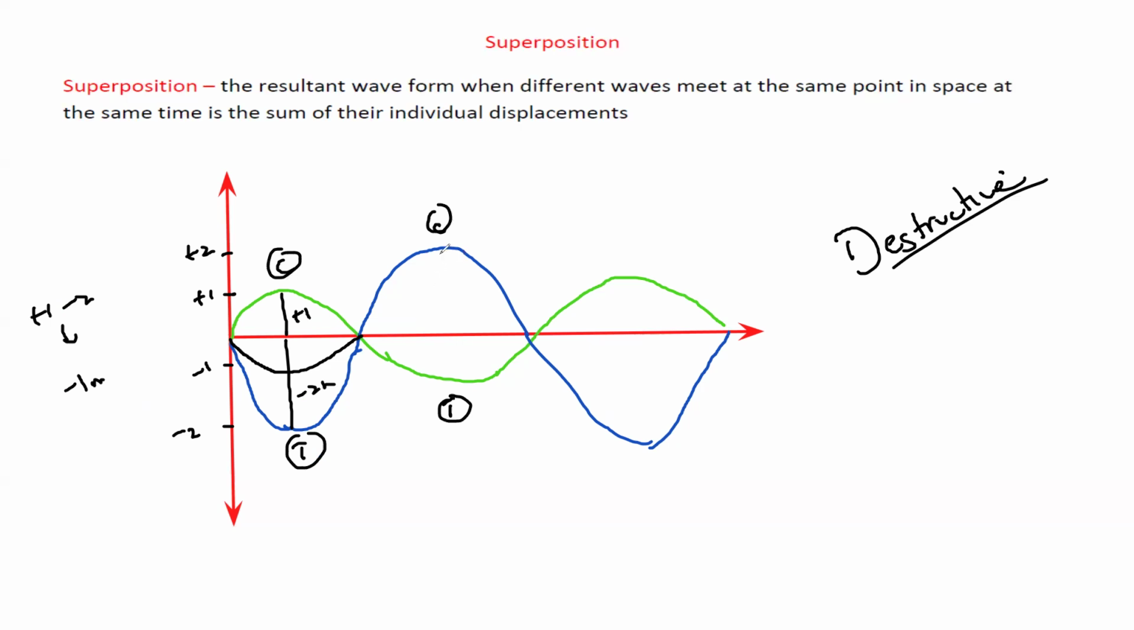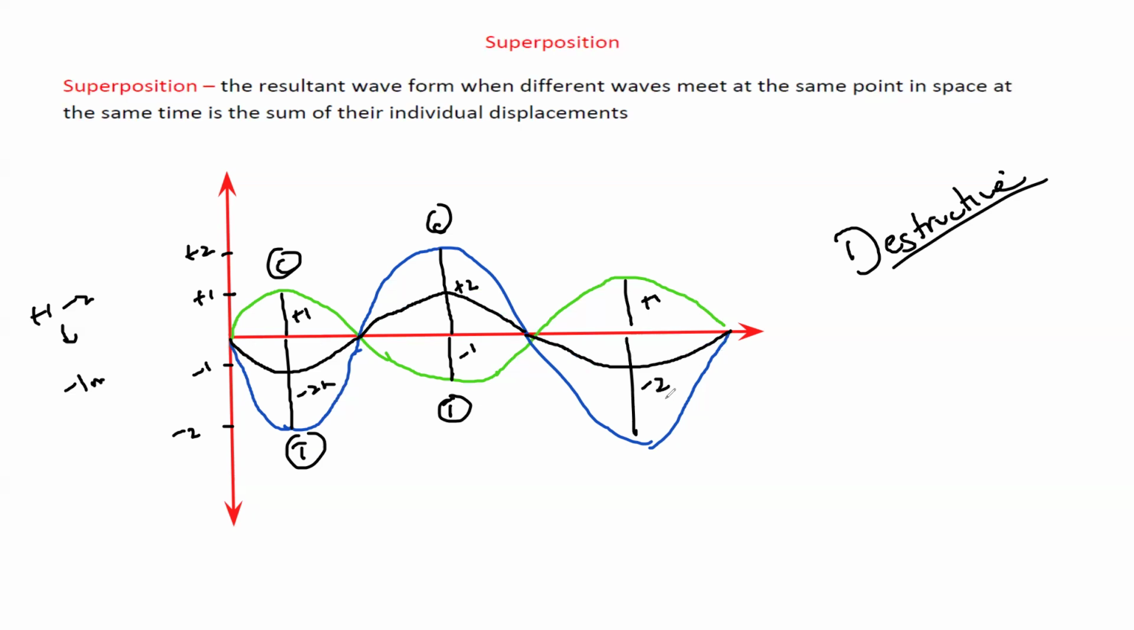But what about the value of this destructive interference, the resultant wave? So this is +2 and this one is -1. What is the result of +2 and -1? That's +1. So the wave will have an amplitude of +1. Then this one is +1 and this one is -2. What is the resultant of +1 and -2? That is -1. So the wave will have an amplitude of -1. The black wave is representing the resultant wave.